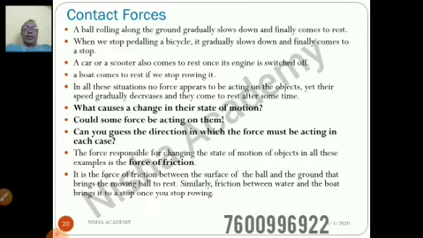Can you guess the direction in which that force must be acting in each of these cases? What happens here? The force which is responsible for changing the state of motion of an object in all these examples is the force of friction. This is the force of friction between the surface of the ball and the ground that brings the moving ball to rest. So the frictional force happens between the surfaces which are in contact.